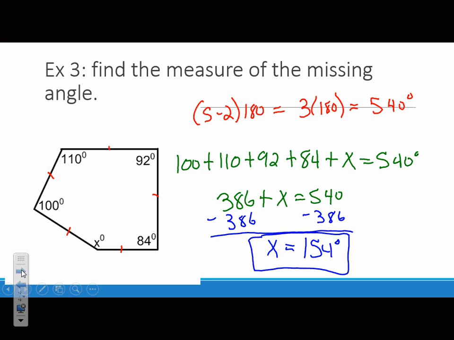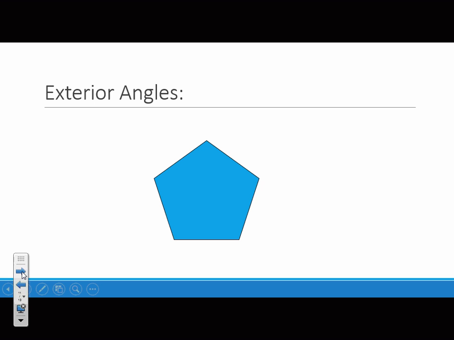All right, moving on, ladies and gentlemen. We're going to talk about some exterior angles. So in your guided notes, you have this shape here. What exterior angles are is if I extend these lines all the way across, just extending my lines, I'm creating exterior angles. So this is an exterior angle, here is one, and they're going to go all the way around. Okay, those are exterior angles.